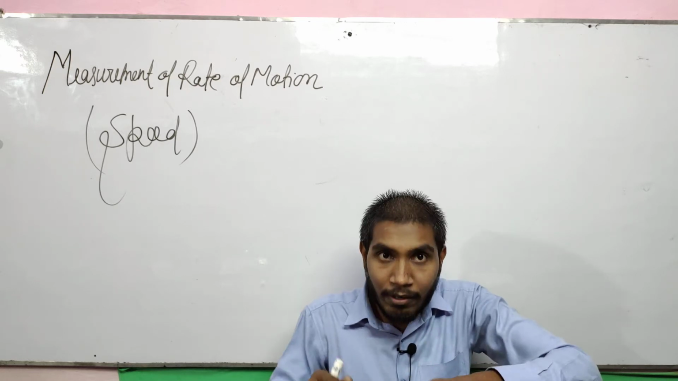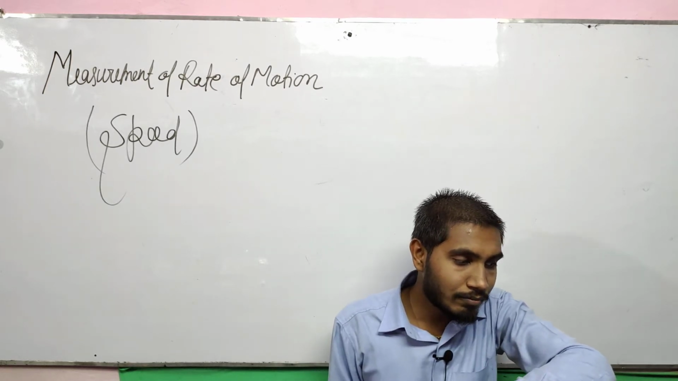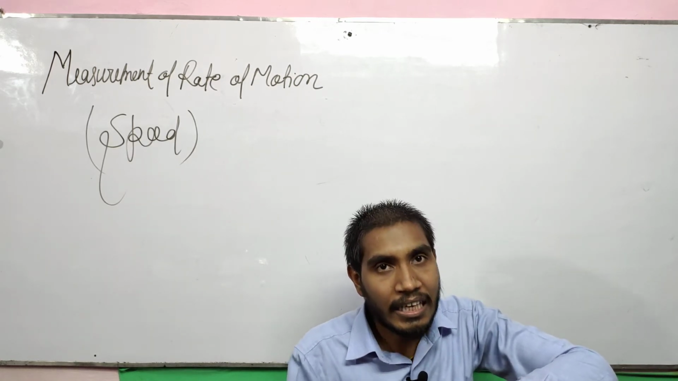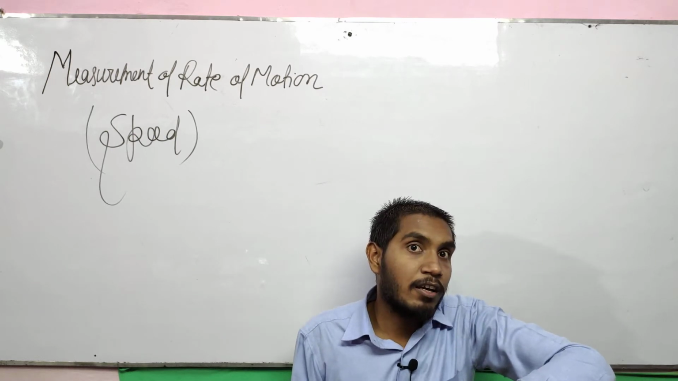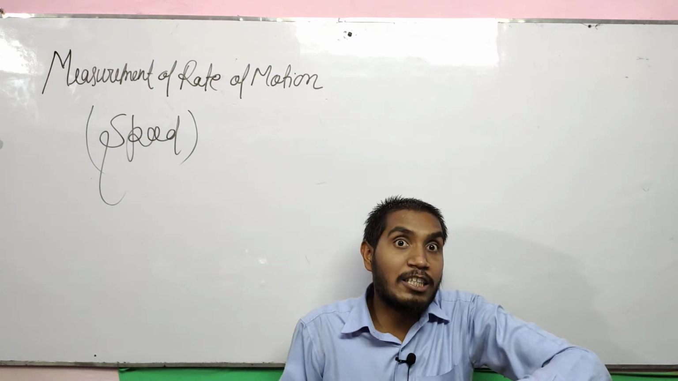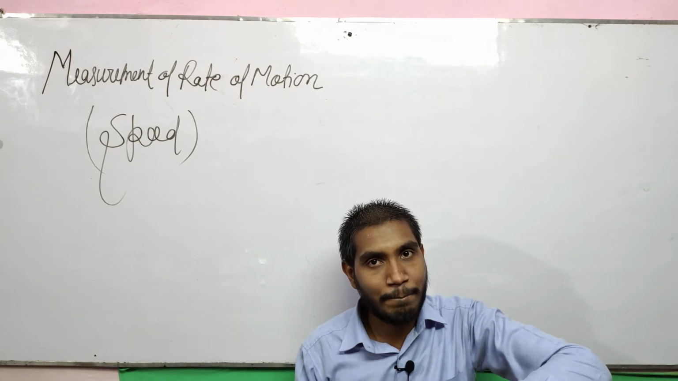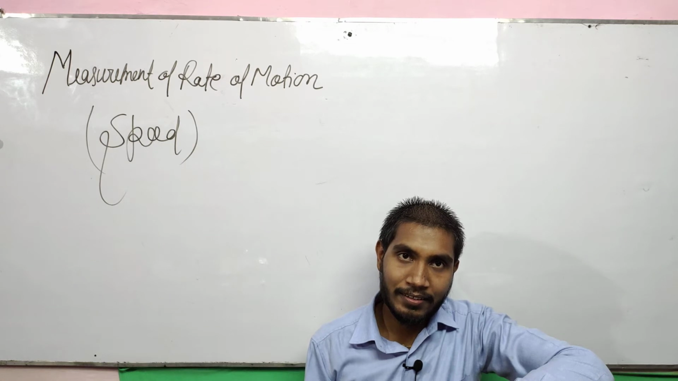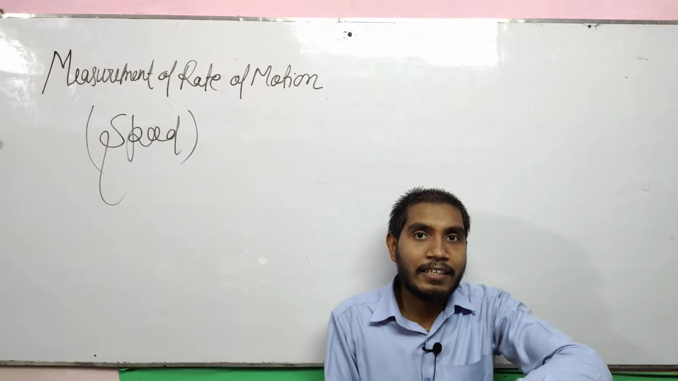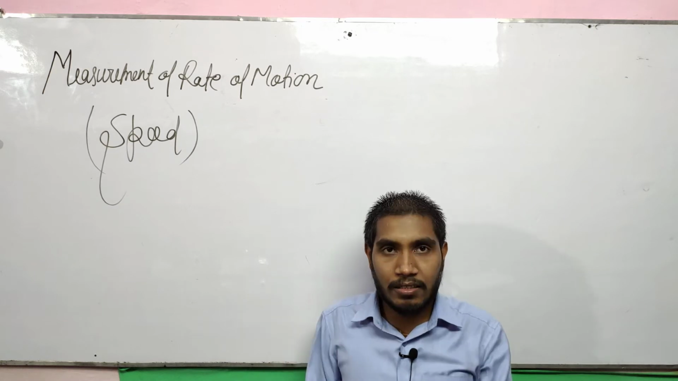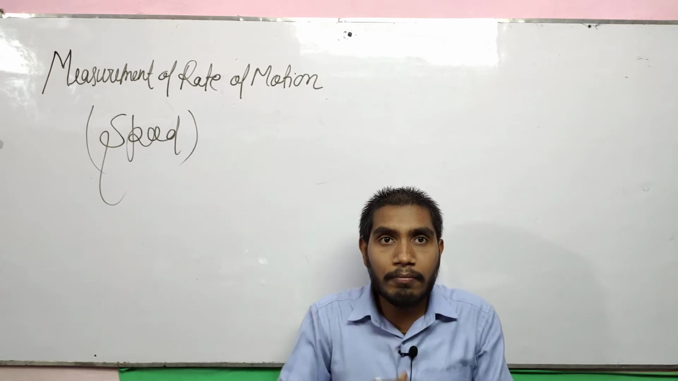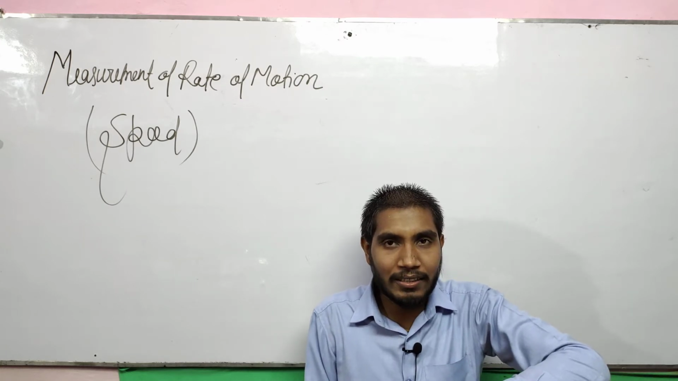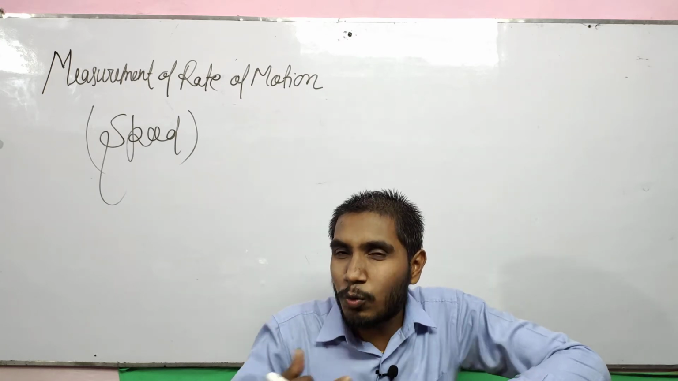Understood or not? It will be seen. This is seen. So the object that covers a given distance in less time, we say that rate is fast. But the object that covers the given distance in more time, we say that speed, that rate, is slow.